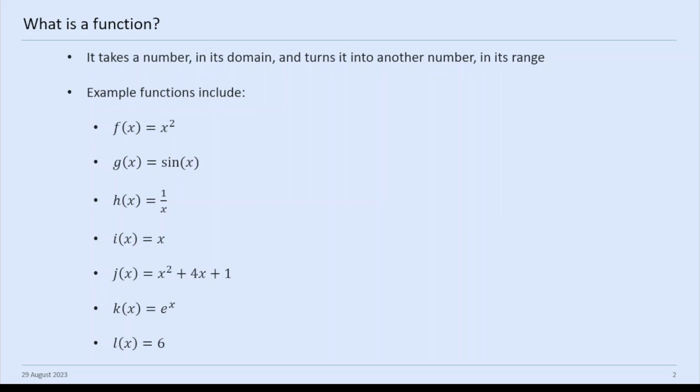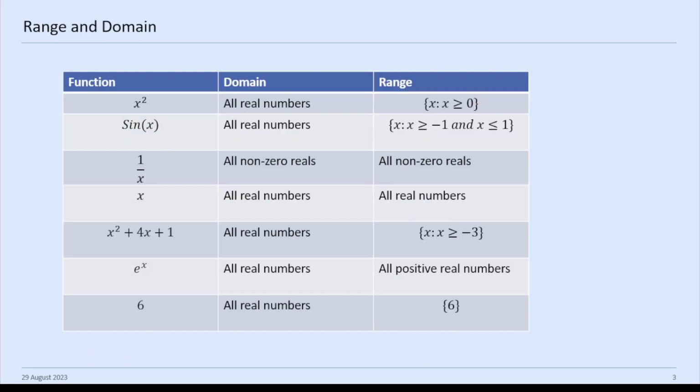So example functions include f of x equals x squared, which multiplies a number by itself, g of x equals sine x, h of x equals the reciprocal of x, i of x just equals x, j of x equals x squared plus 4x plus 1. Any quadratic, any cubic, any quartic, any polynomial can be the basis of a function. k of x equals e to the x, and l of x equals 6. Whatever you put in, the answer is 6.